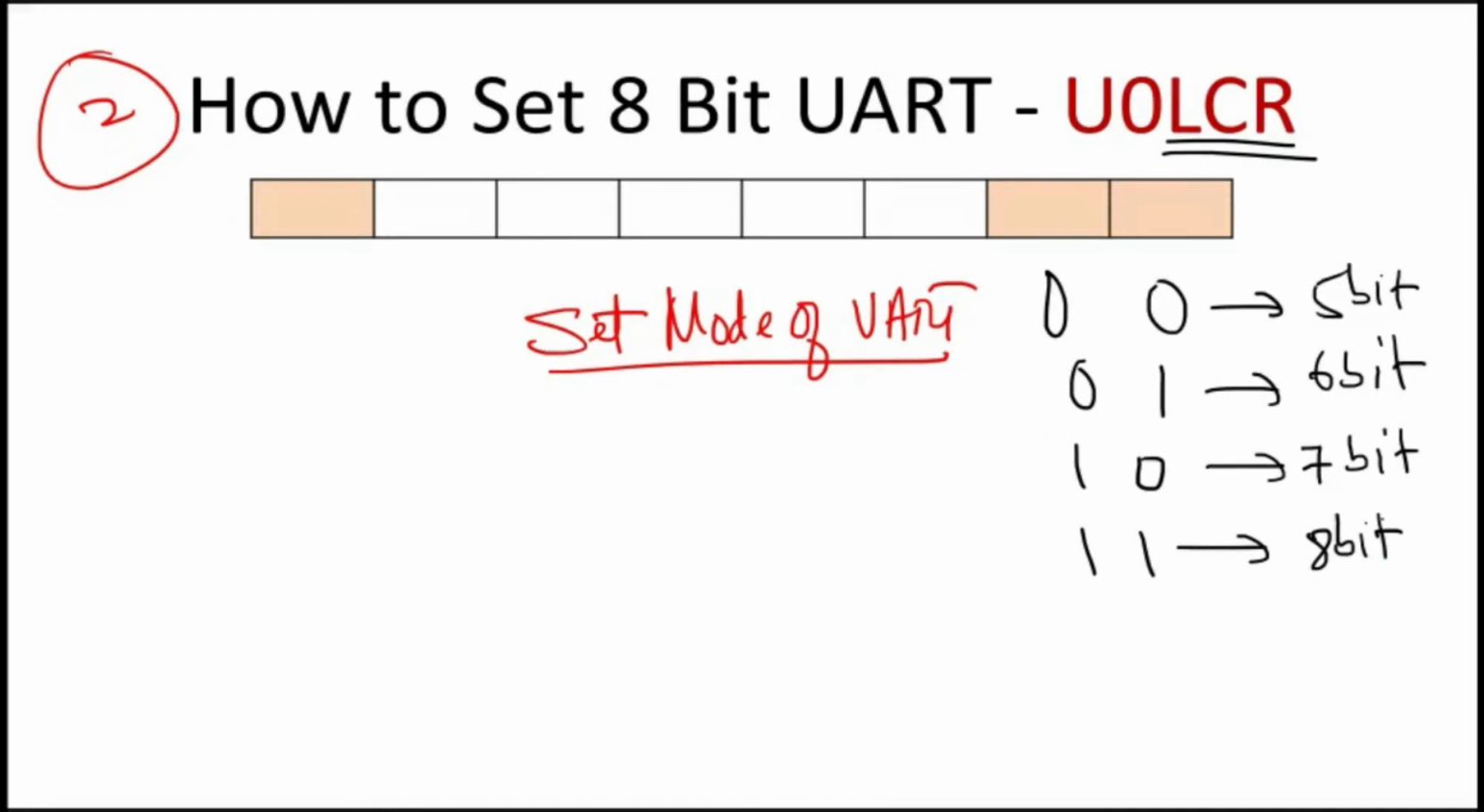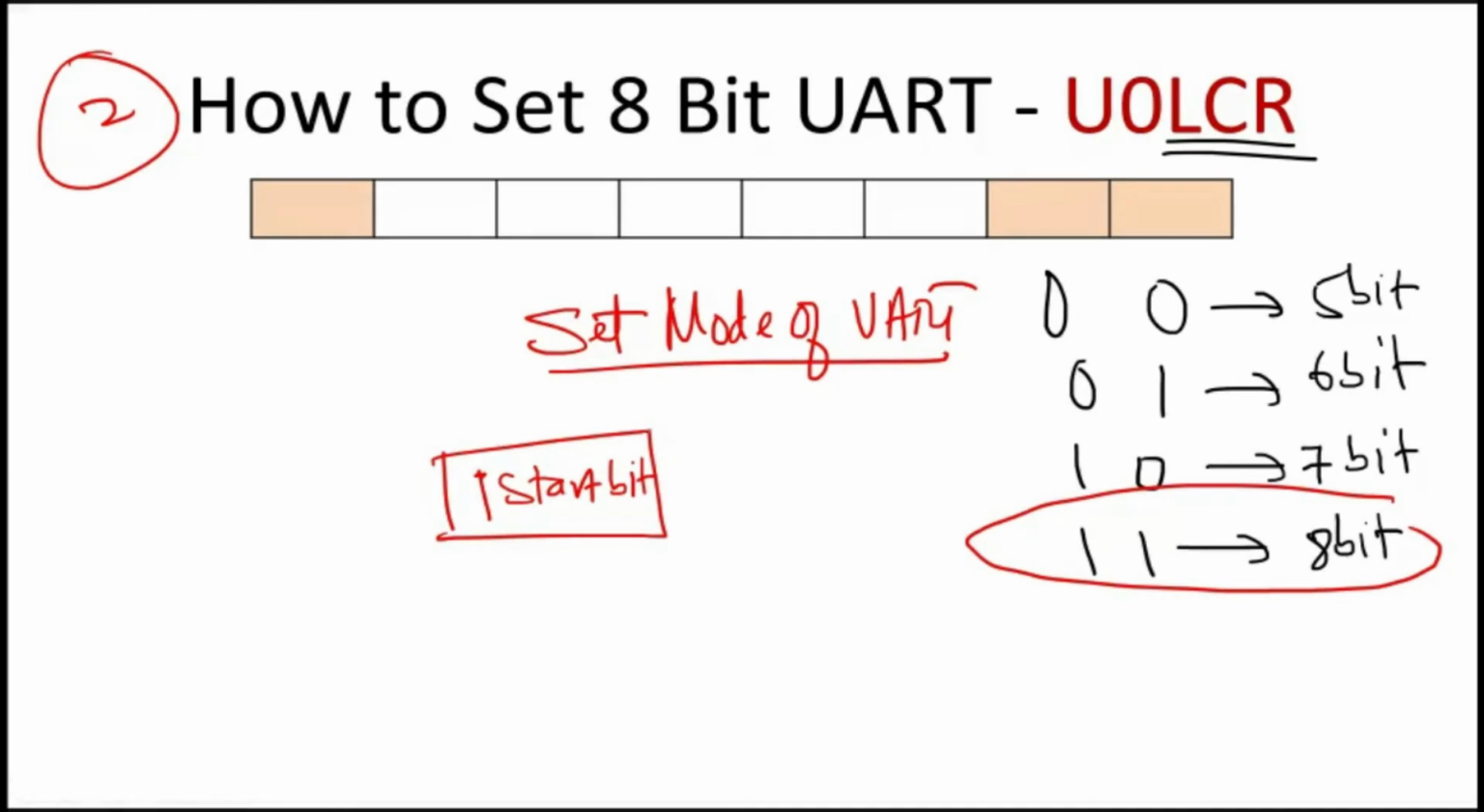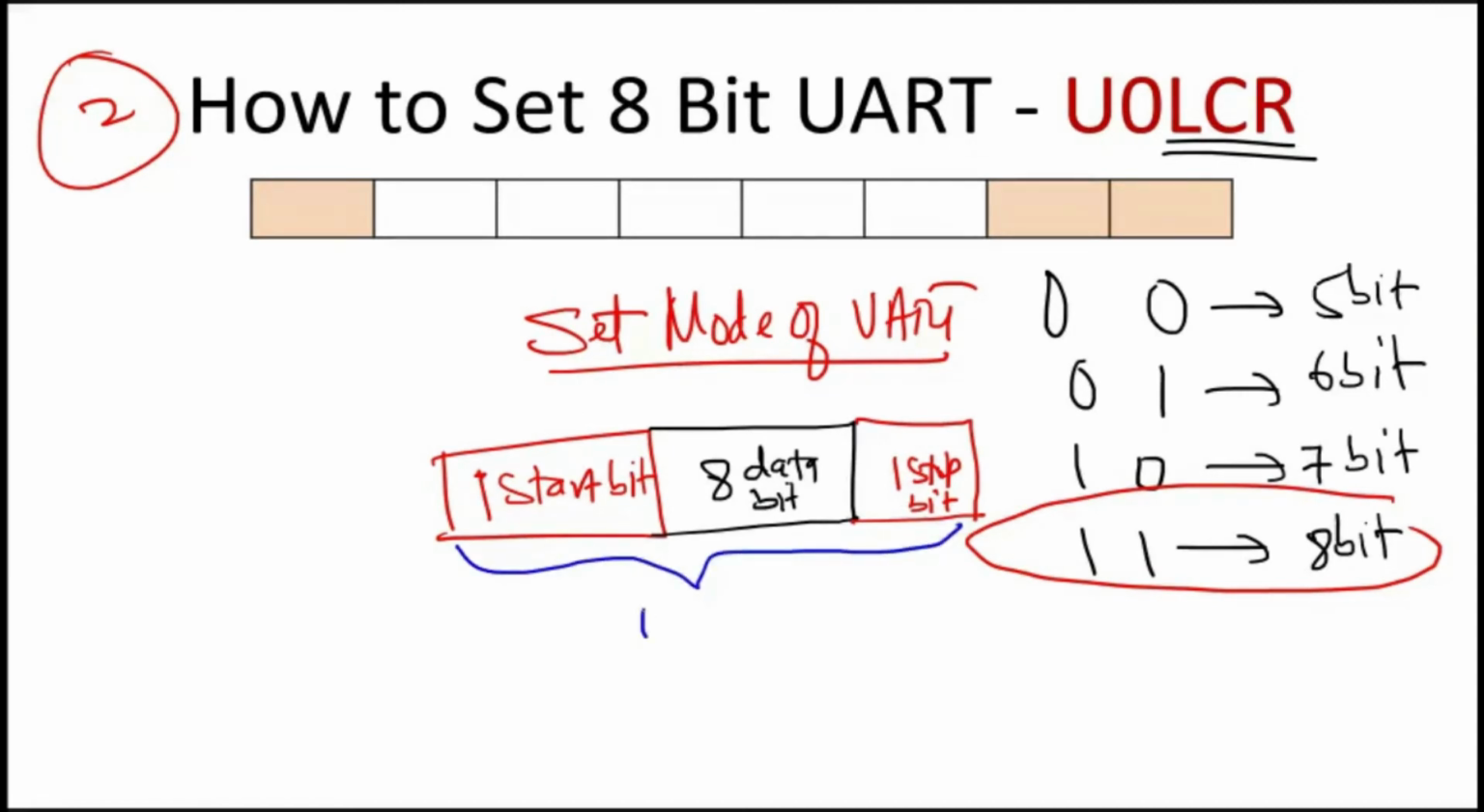What we are interested in is only 8-bit UART. What do you mean by 8-bit UART? 1 start bit plus 8 data bits and then again 1 stop bit. Totally you have 10 bits. This is what we mean by 8-bit UART. So if you want to use the UART that way, I have to put 1, 1. Then comes the last, the 8th bit.